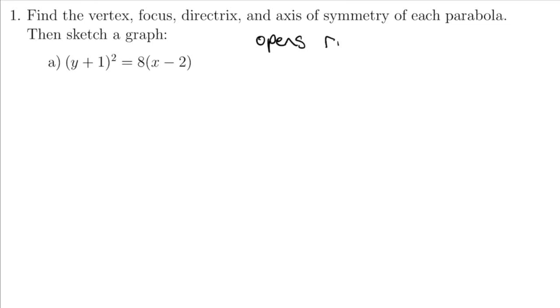So I'm going to write "opens right." And by the way, what I mean by open is that the U shape is going to be facing this way, right? Hopefully y'all are familiar with that terminology, but if not, that's what I mean. Our U shape is going to be opening to the right. What else can we identify?